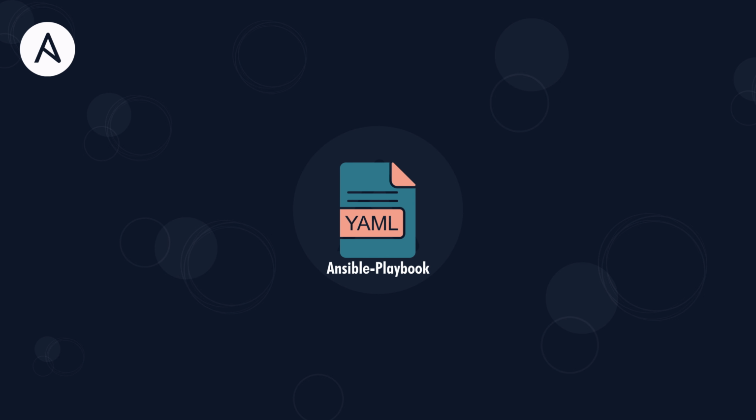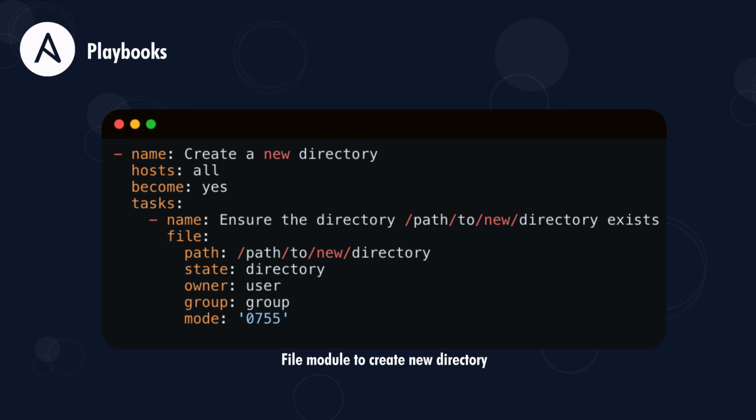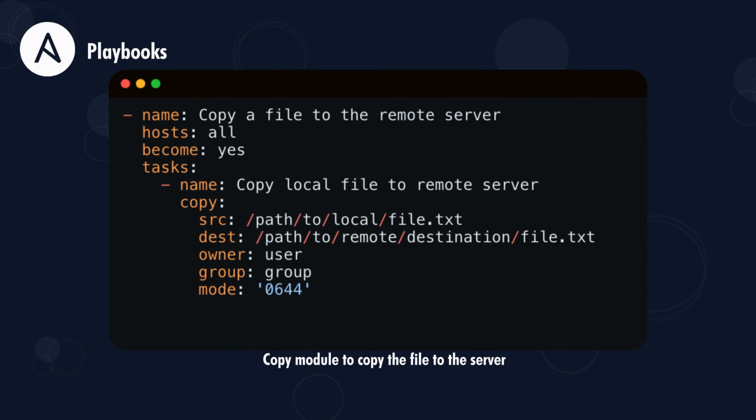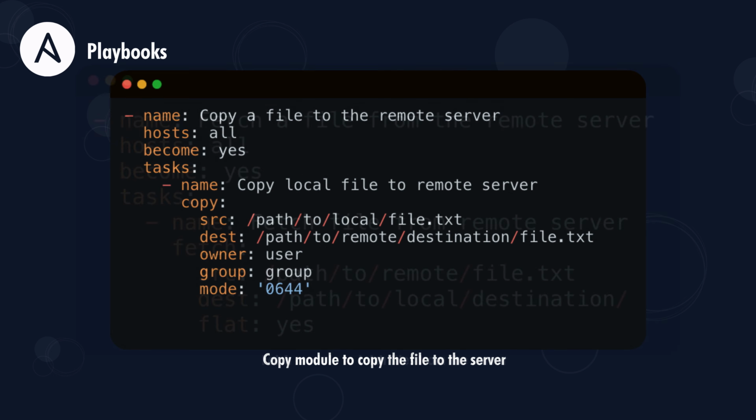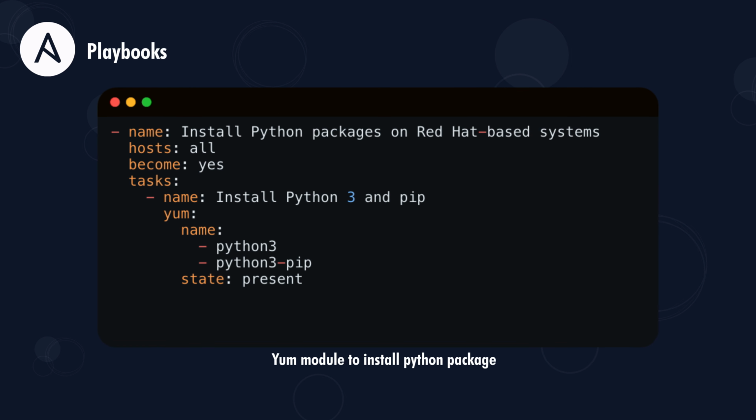Once installed, you can create your first playbook. A playbook is essentially a recipe for your automation tasks. The playbook consists of modules that perform specific tasks. There are hundreds of modules made for Ansible, and a few core modules are file, find, git, yum, service, shell, etc. For example, this YAML file is using service module to start the Apache server, file module to create a new directory, copy module to copy the file to the server, fetch module to fetch files from the server, yum module to install Python package.